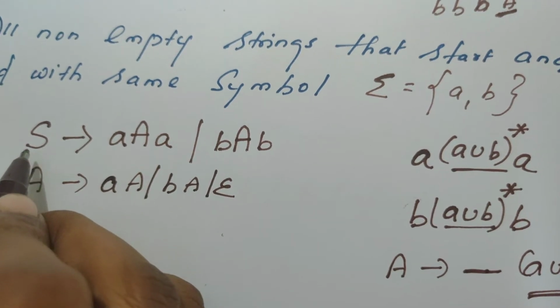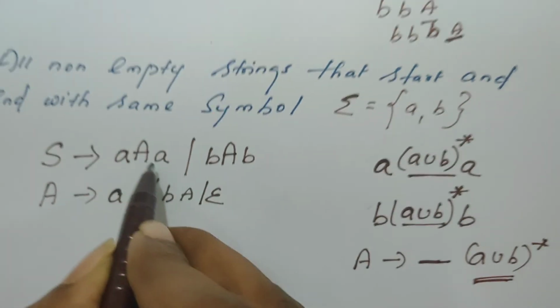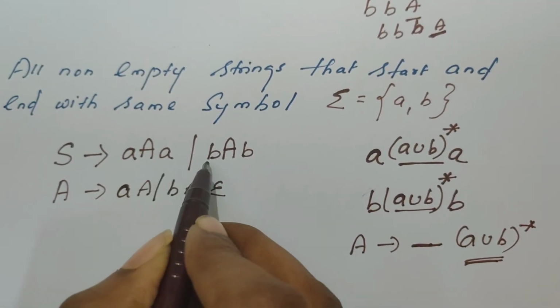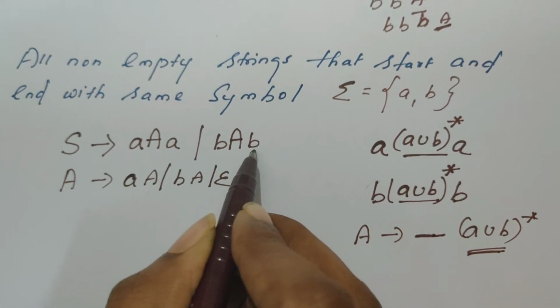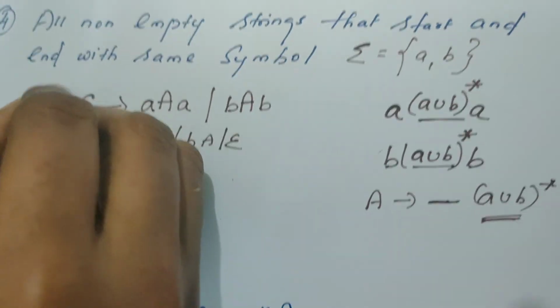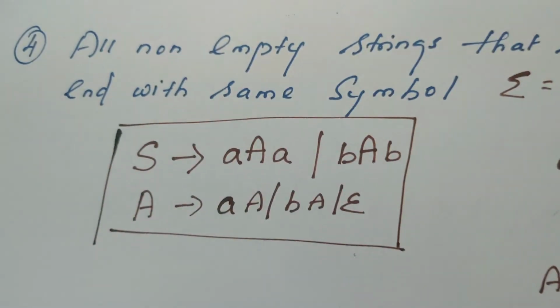The start symbol S defines the entire pattern of the string. It begins with A, ends with A. In between, we can have any length of A's and B's. Or, it begins with B, ends with B. In between, we can have any length of A's and B's. So, this is the context-free grammar for the given language.